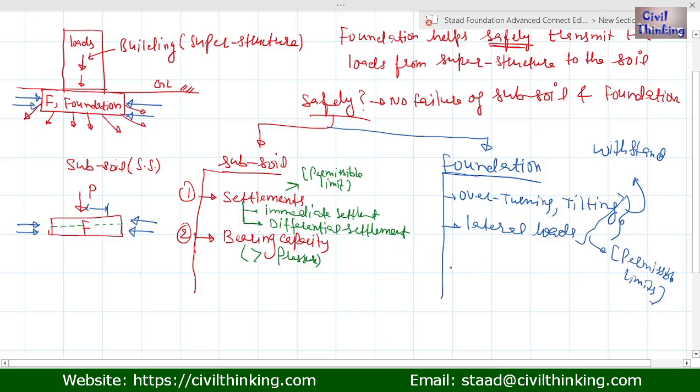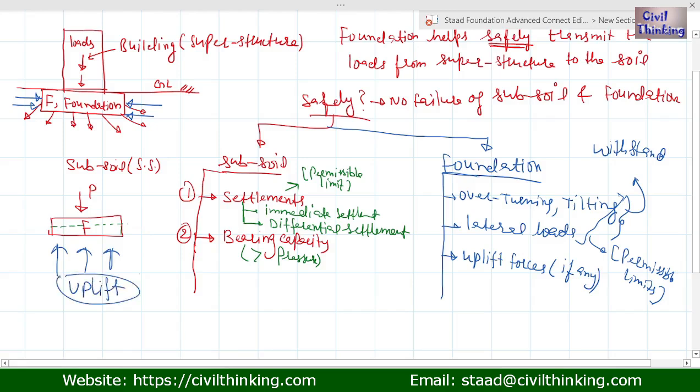So let us move on to other things. We have uplift forces. They are not common, but if they exist, we have to make sure the foundation will withstand these uplift forces. The uplift forces are here. These are the uplift forces, and they will try to uplift the foundation. So we have to make sure our foundation can withstand this uplift, and there will be no failure in the foundation because of the uplift forces.